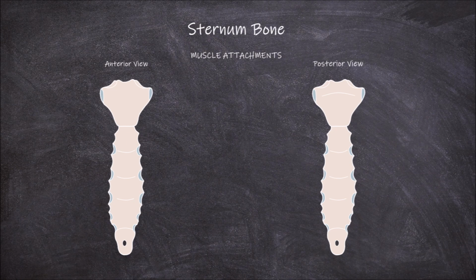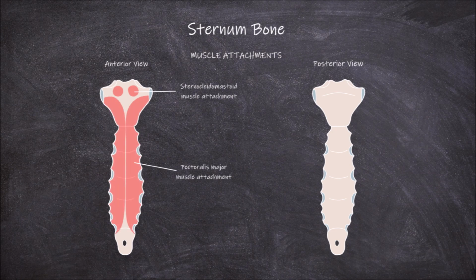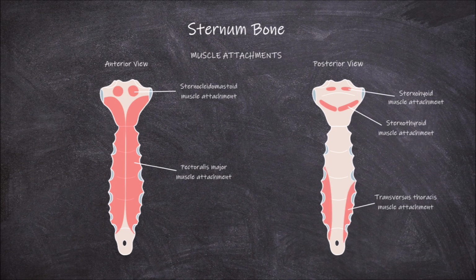The sternal head of the sternocleidomastoid muscle originates from the anterior surface of the manubrium of the sternum. A portion of the sternocostal head of the pectoralis major muscle originates from the anterior surface of the manubrium and mesosternum. The sternohyoid muscle originates from the posterior surface of the manubrium. The sternothyroid muscle also originates from the posterior surface of the manubrium. And finally, the transversus thoracis muscle originates from the posterior surface of both the body and xiphoid process of the sternum. And that concludes this video on the structure of the sternum bone.